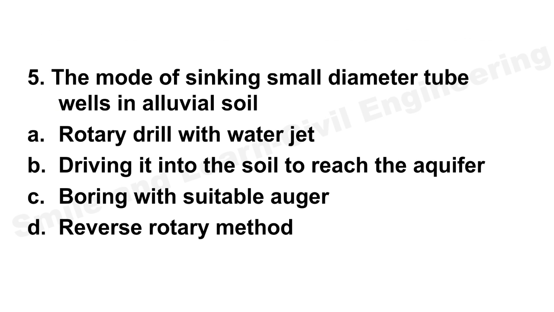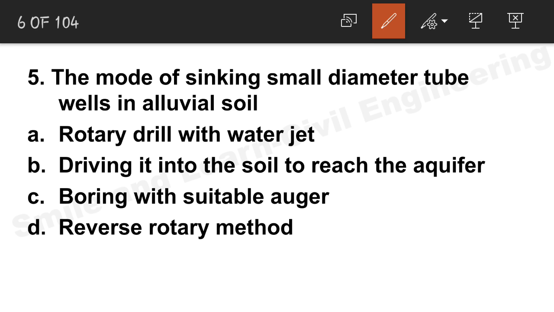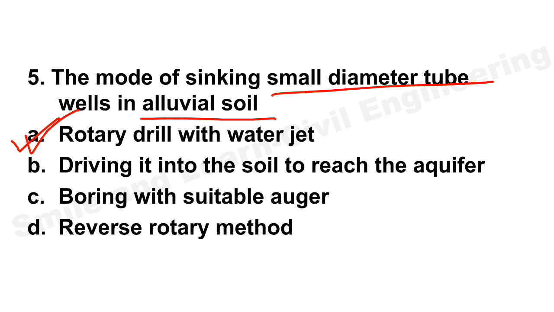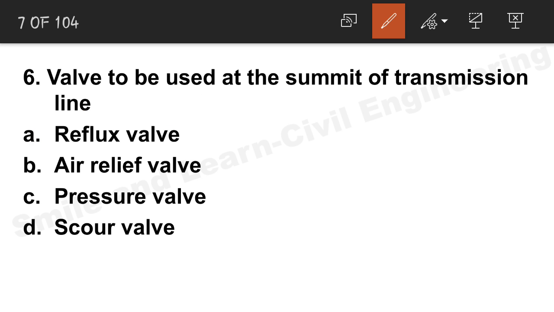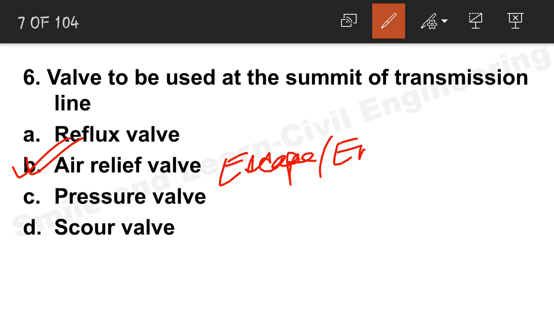Question number 5. The mode of sinking small diameter deep tubes in alluvial soil is. So the soil is alluvial and it's small diameter tube. So rotary drill with water jet, option A is the correct answer. Since the soil is not that kind of earth that we need some other process, rotary drill will do the work. Question number 6. Valve to be used at summit of transmission line. So in case of summit of transmission line, we can use air relief valve which will allow the air to escape or enter. Okay. So option B is the correct answer.